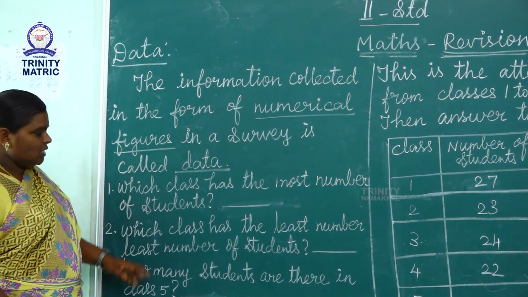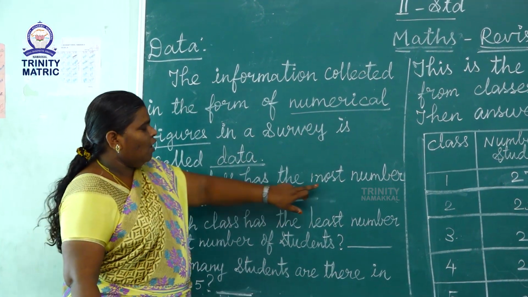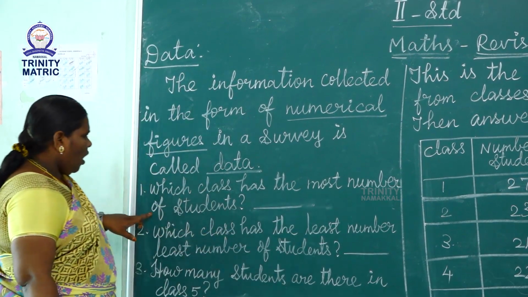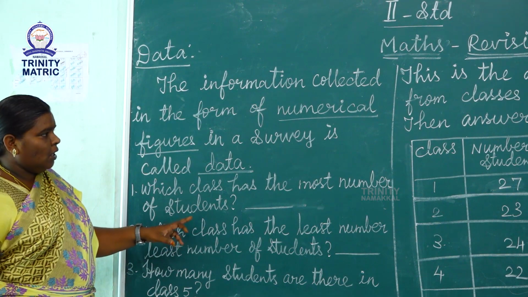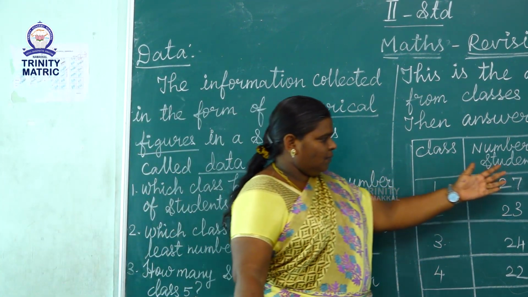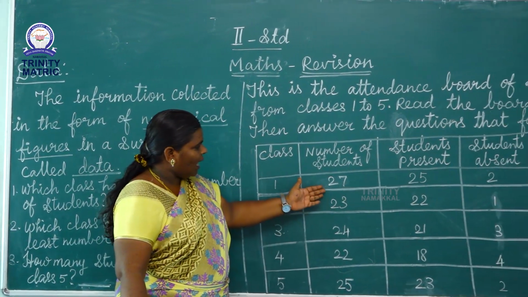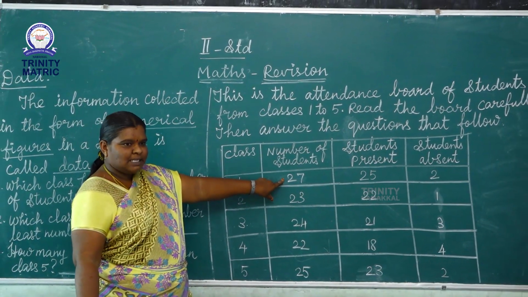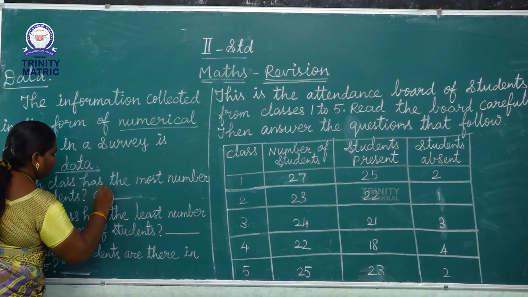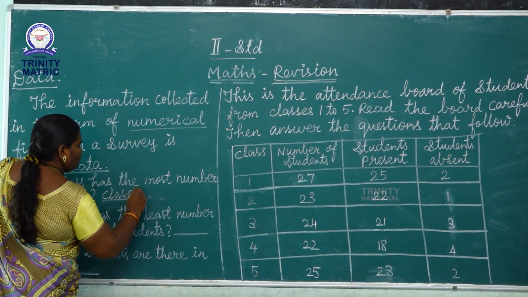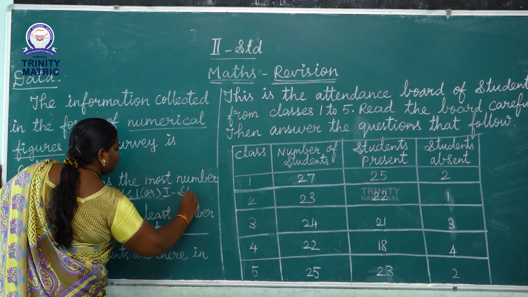Okay children, see the first question. Which class has the most number of students? See the tabular column. See the question. Which class has the most number of students? Yes, first standard. Class 1, or first standard.